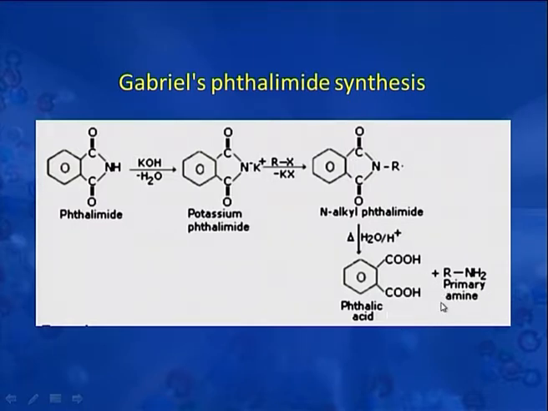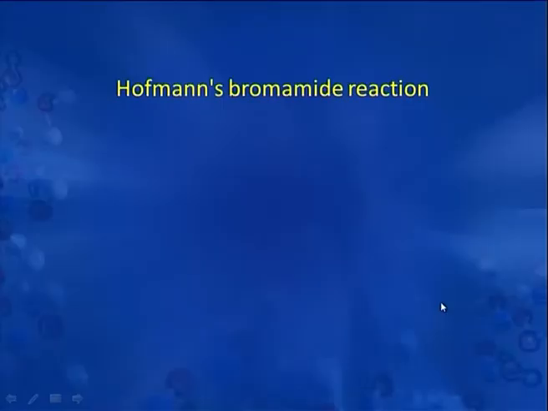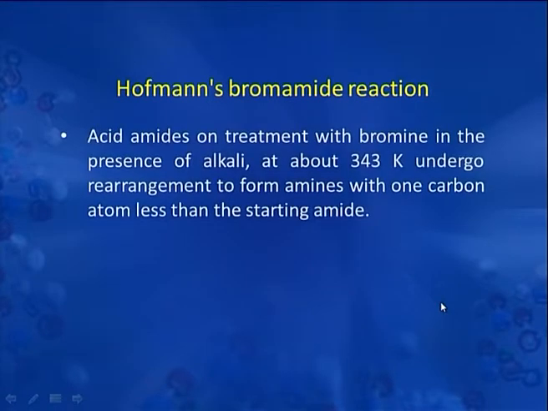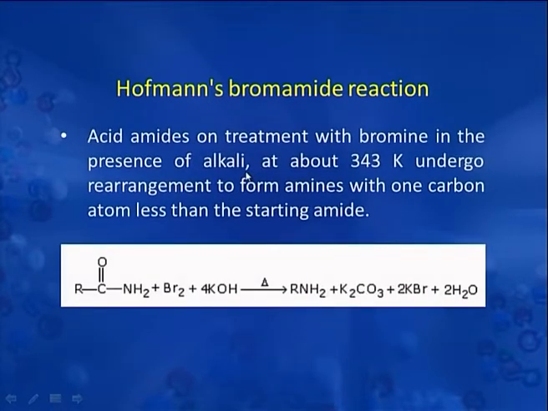We will now discuss another method for the preparation of primary amines starting from acid amide. This reaction is called Hofmann's bromamide reaction. Acid amides on treatment with bromine in presence of alkali at about 340 Kelvin temperature undergo rearrangement to form an amine with one carbon atom less than the starting amide. Please remember, the beauty of this reaction is that if we want to reduce the number of carbons and prepare an amine, then Hofmann bromamide reaction is one of the very good methods.